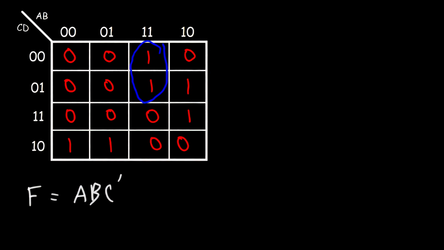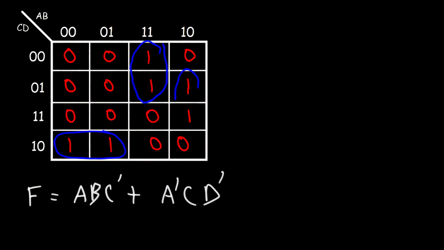Now let's select another pair of ones. So let's go with that. Now notice that A is always 0. So we're going to have A prime. B changes, so it's going to be independent of B. Now C is always 1, and D is always 0, so we're going to write D prime.